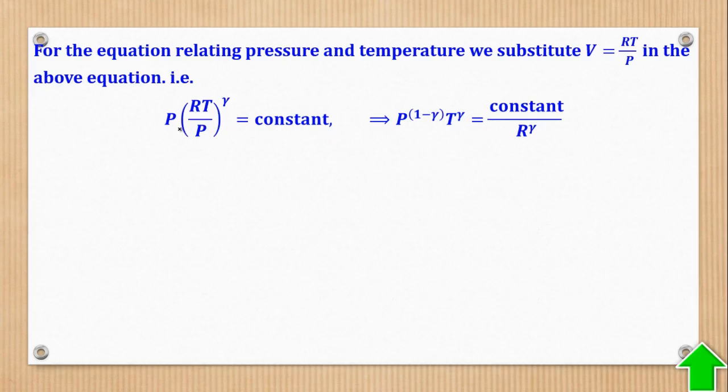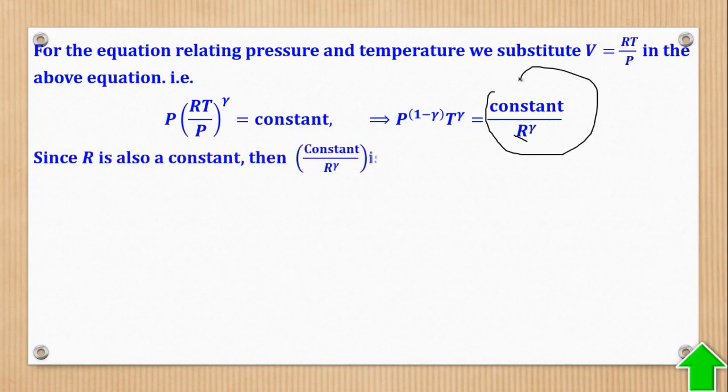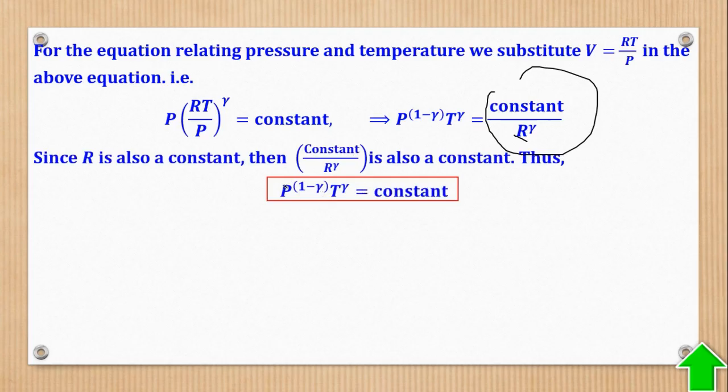So this is just applying rules of indices to come up with that. But now, because this one is a constant, it implies that the whole of this will become a constant. Therefore, we come up with a formula that P to power 1 minus the molar ratio, times T to power molar ratio, equal to a constant. So this is a formula for when I want to get the relationship between pressure and temperature.